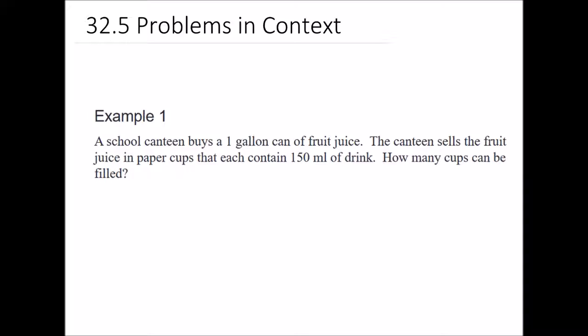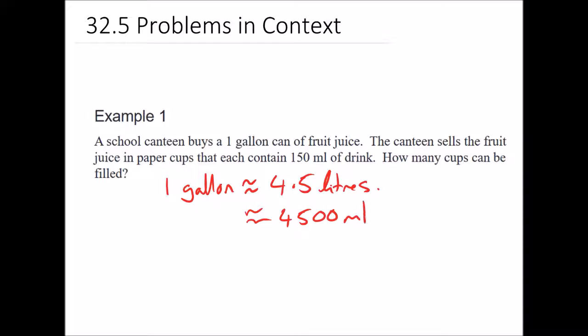So we know that 1 gallon is approximately 4.5 litres. And we should also know that each litre is 1,000 millilitres. So we could say that a gallon is actually 4,500 millilitres. Now, really what we've got to say is how many 150s are going to go into 4,500. So if I do 4,500 and I divide by 150, I get 30. So the answer to this question is 30 cups.